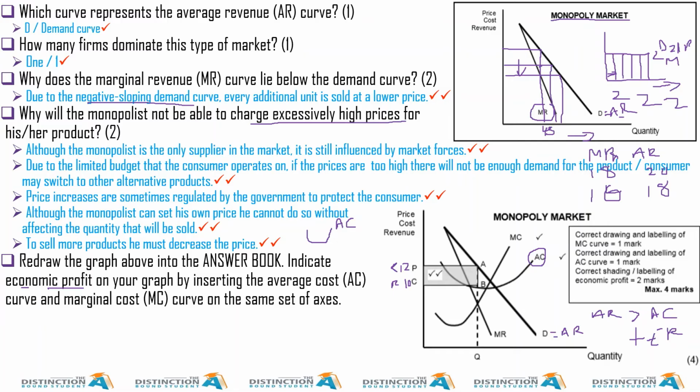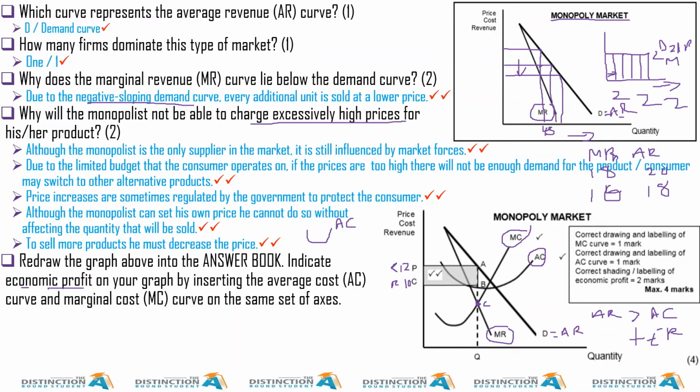Before you draw your AR, obviously you have to draw your MC, and we need it for us to see the output. Where it meets MR, we know is the profit maximizing point. So this is our profit maximizing point here, not B, not A, it's here. Maybe let's call it C. From here we hit the demand curve, so that becomes our price. Then we draw our AC below, and there we have it.